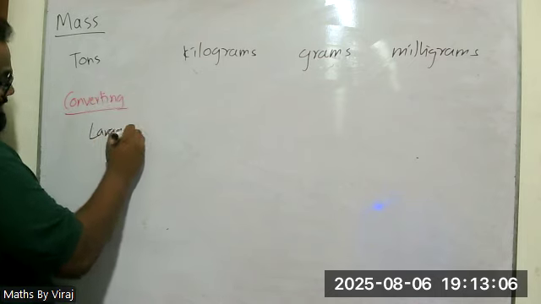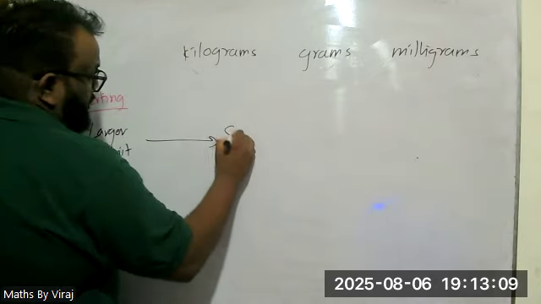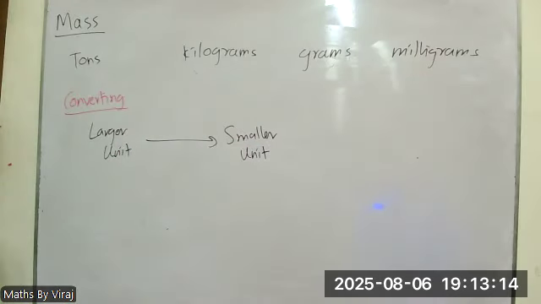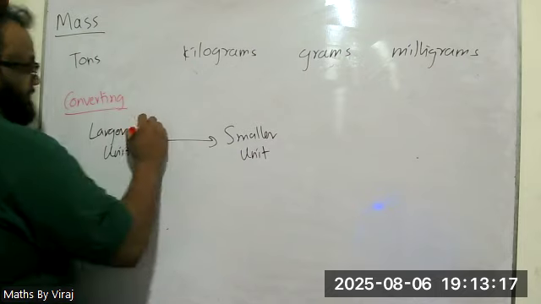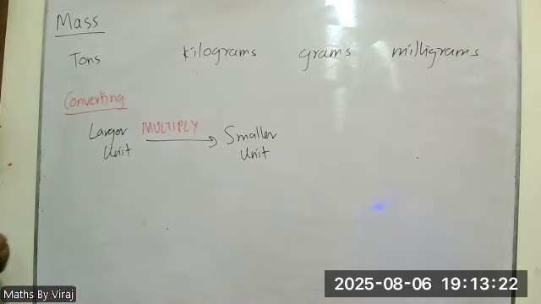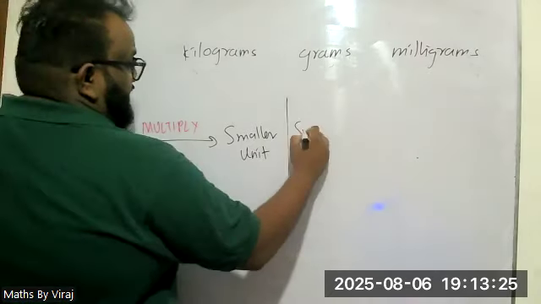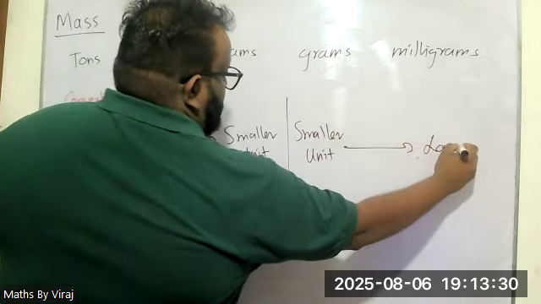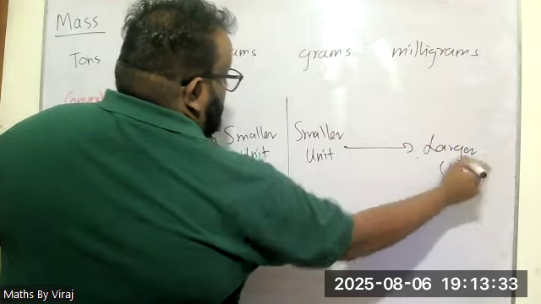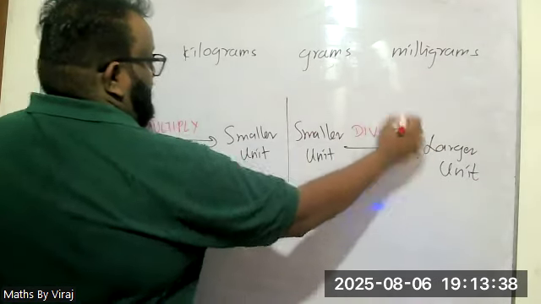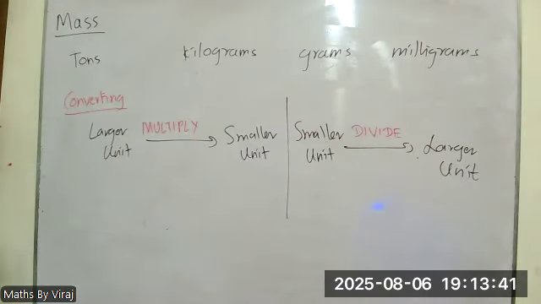Now there is a simple logic that you should understand. In converting a larger unit to a smaller unit, what do you do? We multiply, right? When converting a smaller unit to a larger unit, what do we do? We divide.